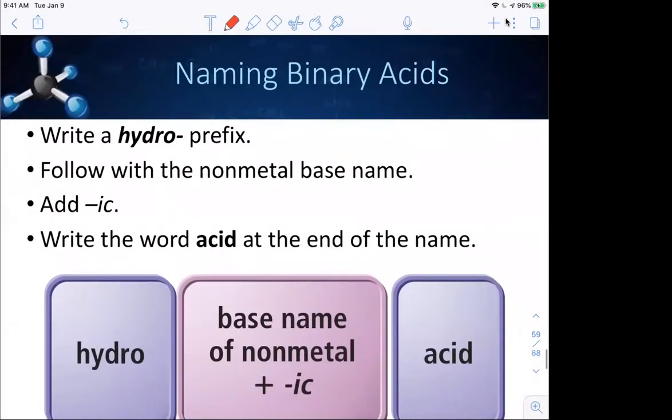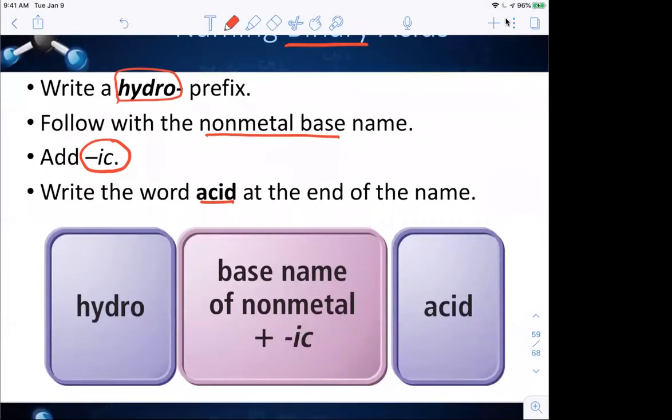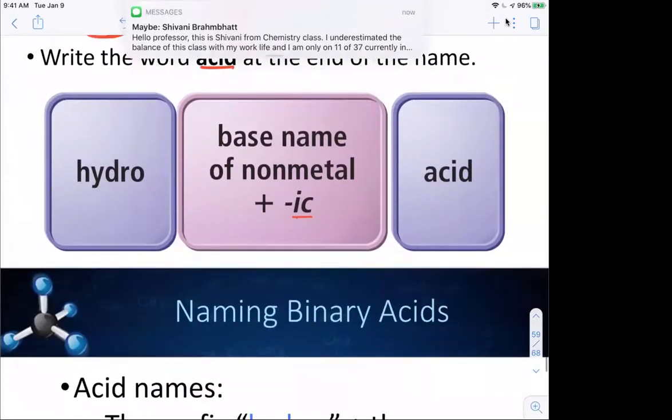When I name those binary acids, so again, just two elements, I always start with hydro as a prefix. Then I have the nonmetal base name, that root name, and then I'm going to add this suffix, which is ic. And then I have acid. So I have hydro, base name of nonmetal plus ic, and then the word acid. So this is the system for binary acids.